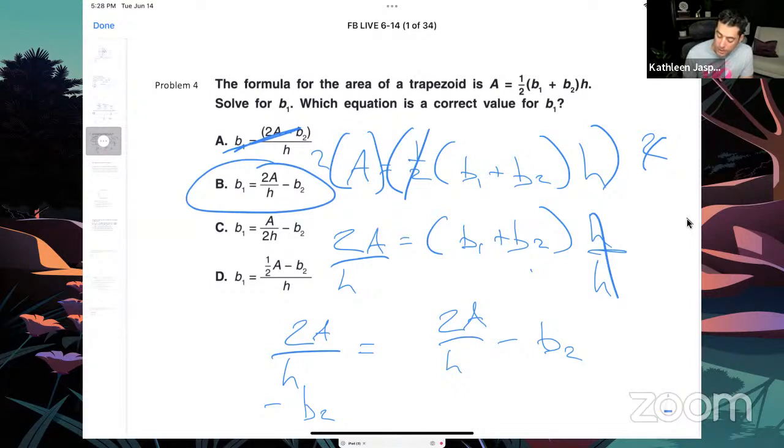And then a over 2h. See, this one is just the opposite. So that's not going to work. And then 1/2 AB, that's not it either. So B is the correct answer.